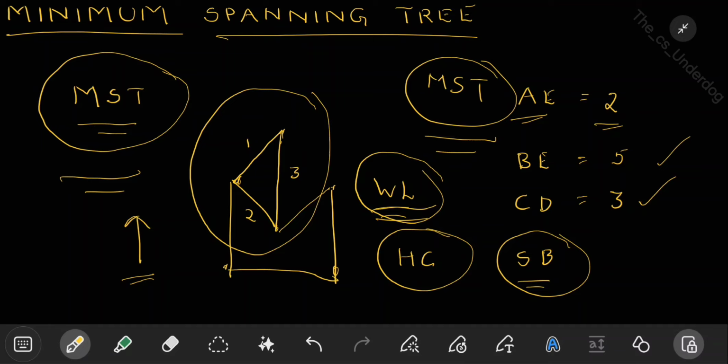And where is this MST used? It has a lot of applications in networks and all. And it is even used for approximating some hard problems like TSP. If you want to approximate, you use MST. So this is it about MST.